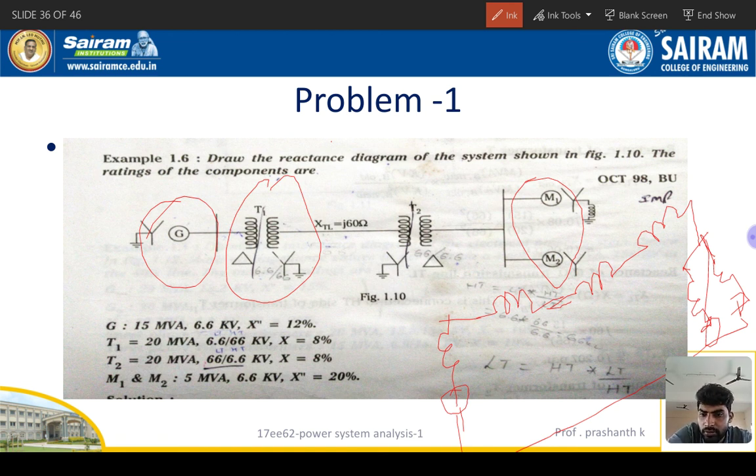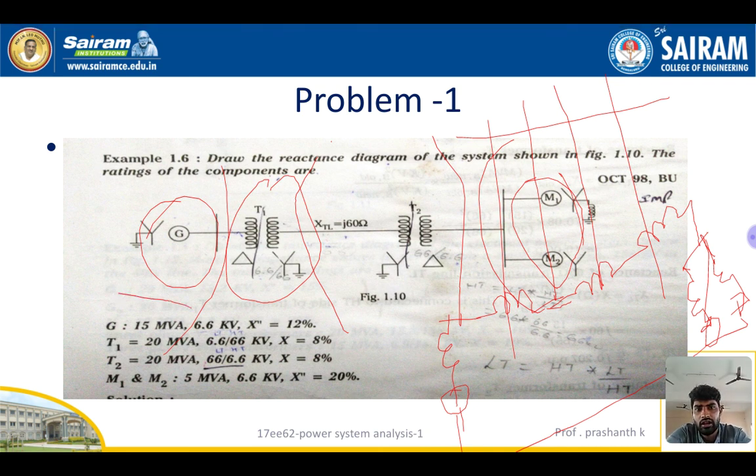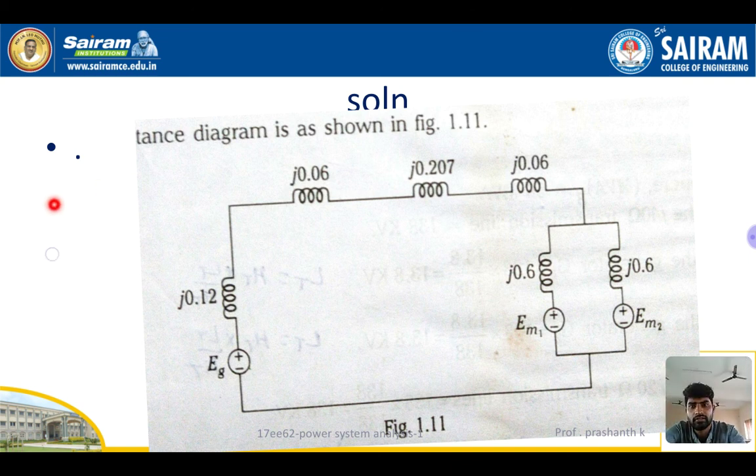The generator is given as 15 MVA, 6.6 kV, sub-transient reactance 12%. We need to calculate the section voltages, for calculation of kV old and kV new. For each section, just make a table like this: old value, new value of MVAb as well as kVb. So definitely it becomes easier, right? Generator, transformer T1 they have given, just list out like this. I'll show you the answer, but you do like this, okay?